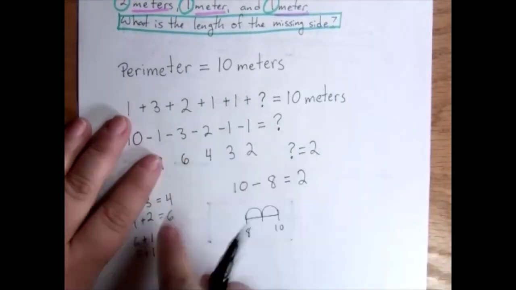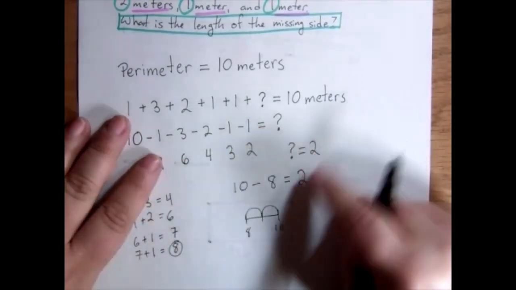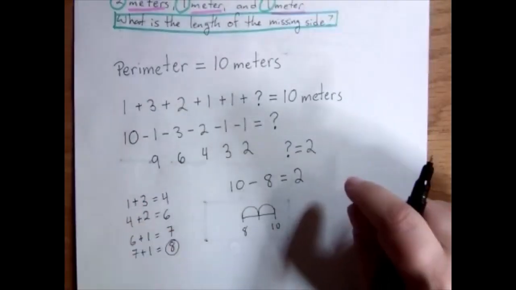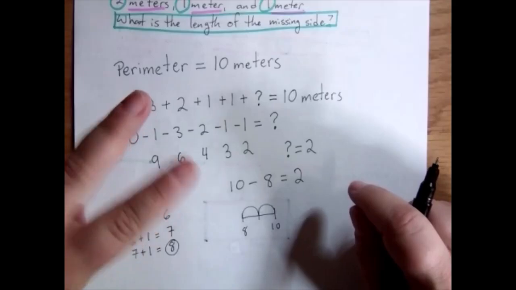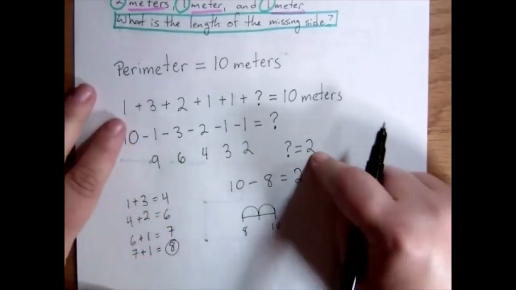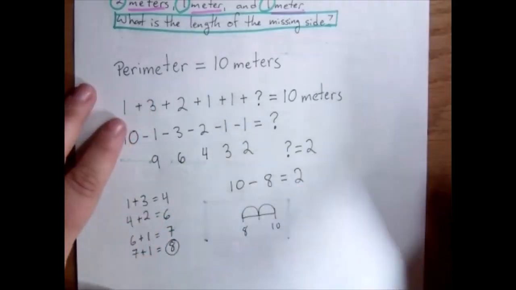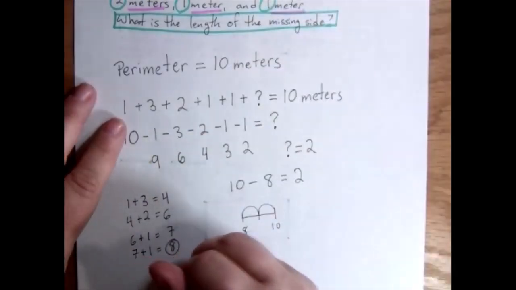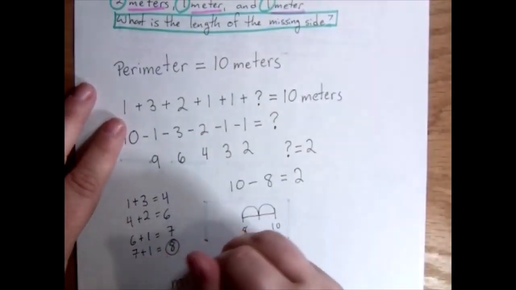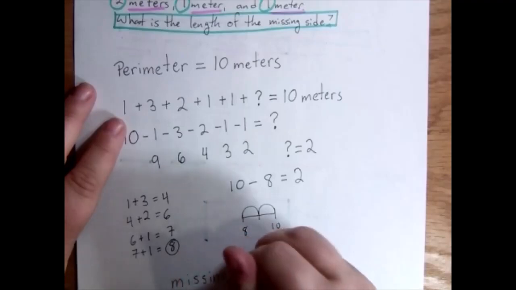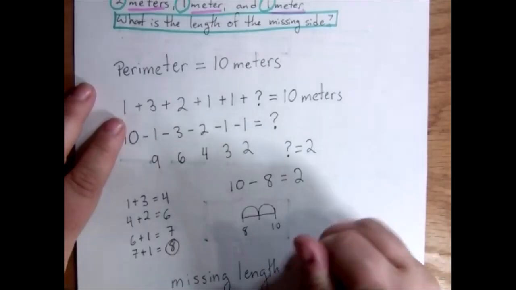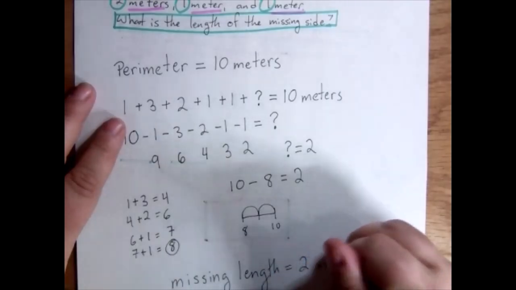Now, I've tried it 2 different ways, and I came up with the same answer both times. So I know that this is the best answer because I used 2 different ways to solve my problem. 2 and 2. So I know that my missing length is equal to 2 meters.